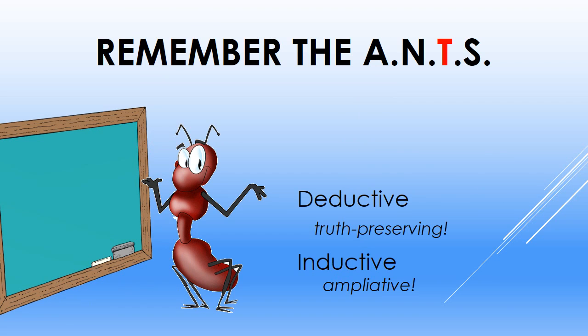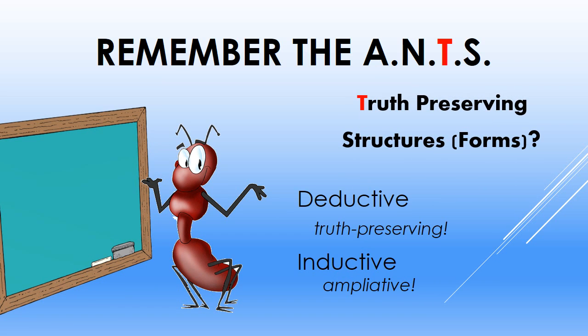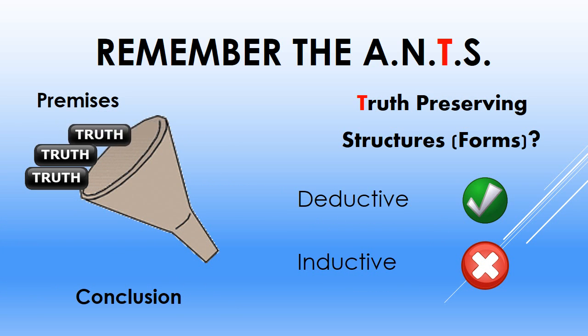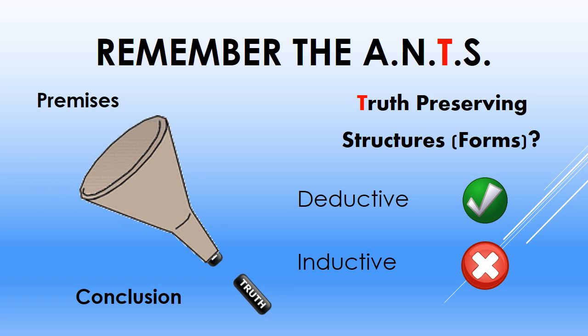Now, the T in ANTS is very important, and we're going to spend a great deal of the course discussing this, whether or not there's a truth-preserving structure or form. Deductive arguments are supposed to be truth-preserving. Inductive arguments are not. What I mean by truth-preserving is that the argument is structured so that truth in the premises will be funneled, if there is any truth in the premises, straight down into the conclusion, and you can take that to the bank.